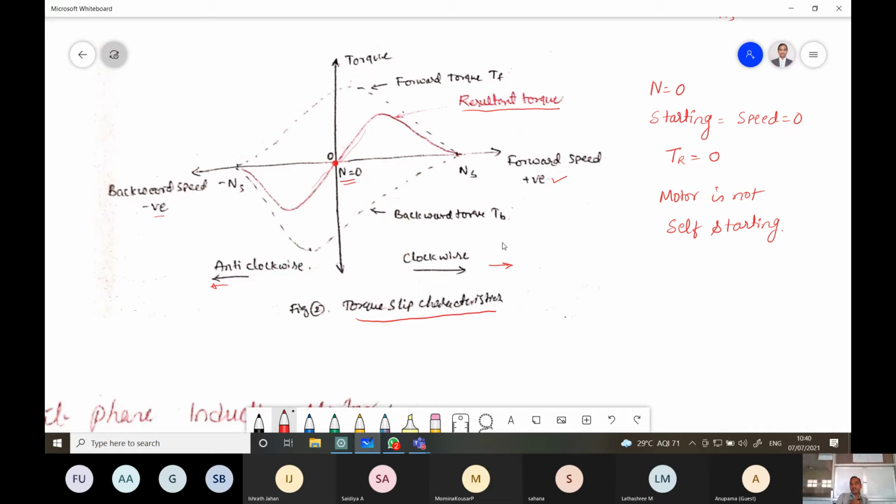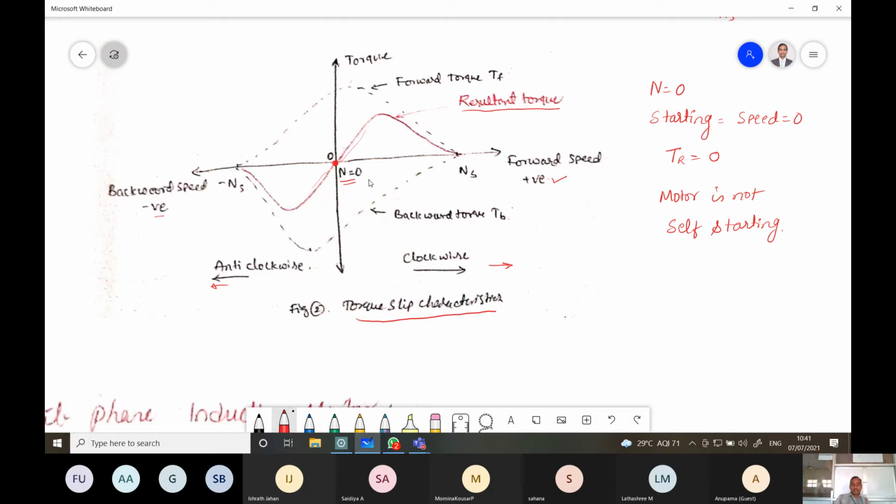So how to make the single phase motor self-starting? That is the challenging question here. Because n is equal to 0, torque is 0. There is no starting torque. So there is no starting torque means, how can we start the motor? That is the question here.